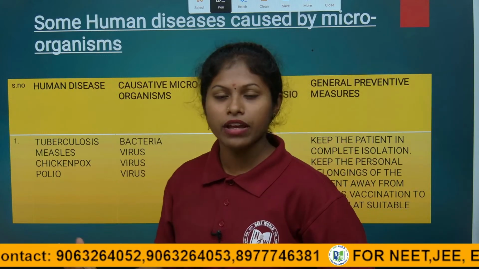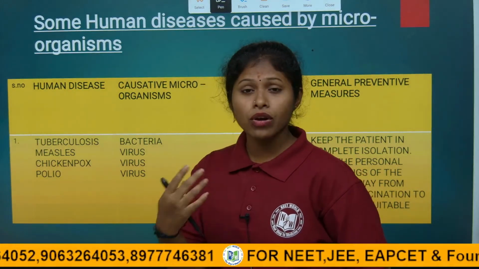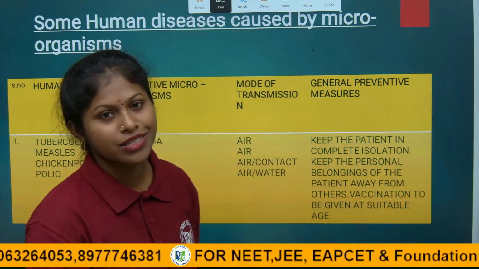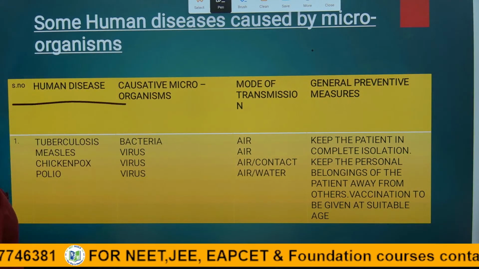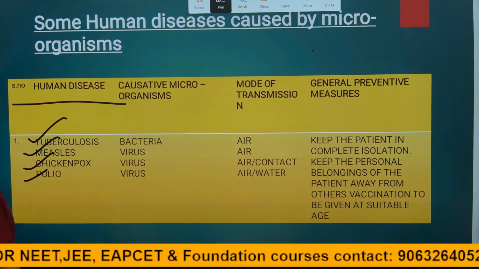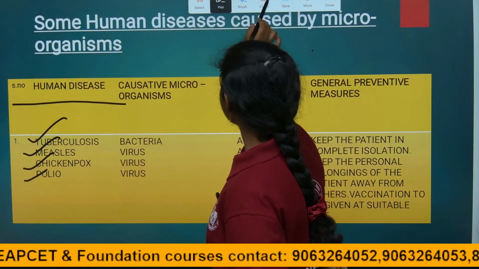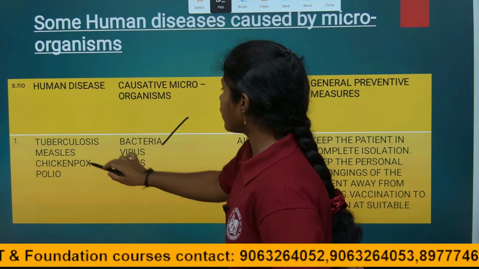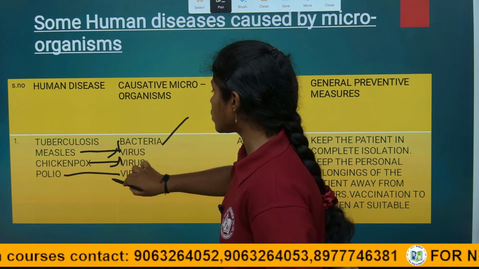After completing this lesson, we will focus more on multiple choice questions, case based questions and all that. So here, see the human diseases. The main human diseases are tuberculosis, measles, chickenpox, polio. The causative organism for tuberculosis is bacteria; for measles, virus; for chickenpox, also virus; for polio, also virus.